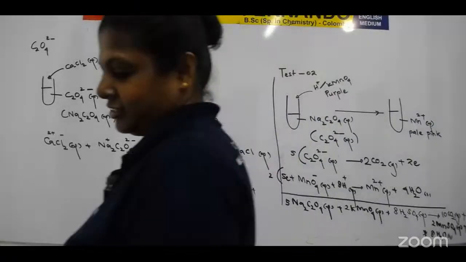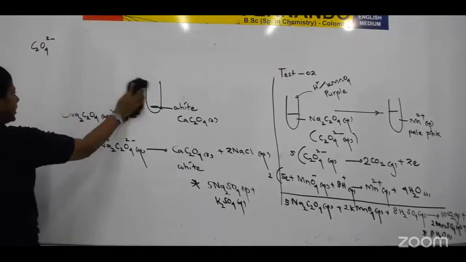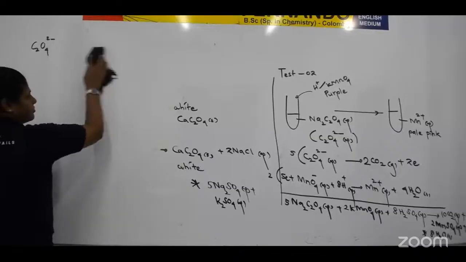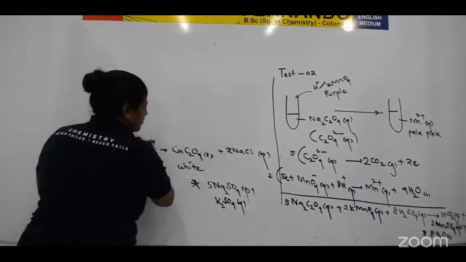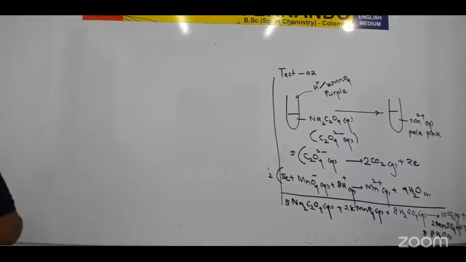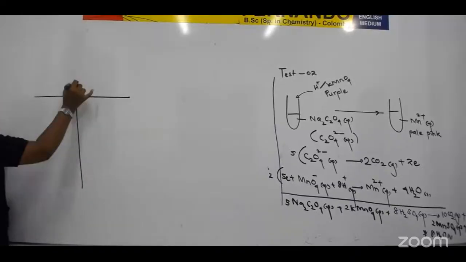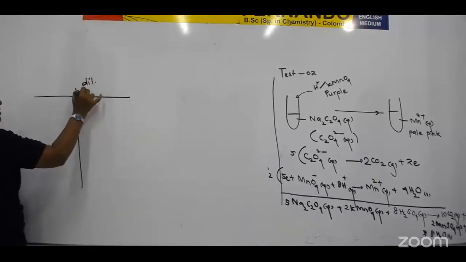Right. Then done, okay? Then take the 15 group. Before that, make a short note, the summary, of what happens when we add dilute HCl or acid.